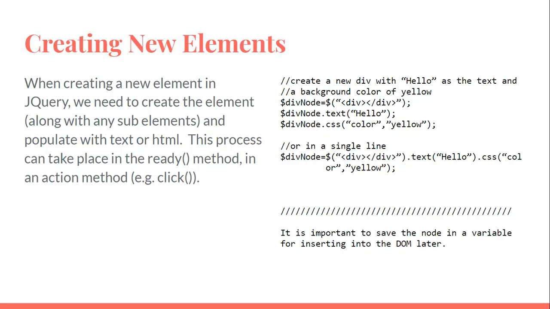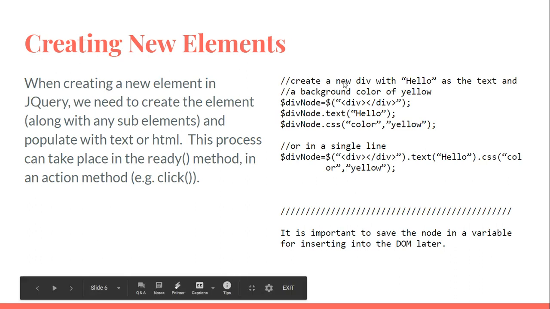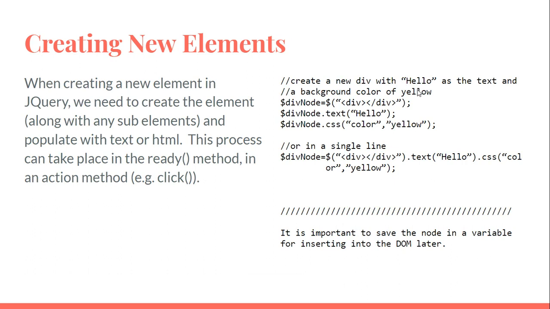So one of the first things we have to learn is how to create a new element in jQuery. We need to create that element along with any sub-elements that go inside of it and populate them with text or HTML. This can take place in the ready method or in an action method or anywhere inside jQuery that we want it to. So over here on the right, you'll see we're going to create a new div with hello as the text and a background color of yellow.